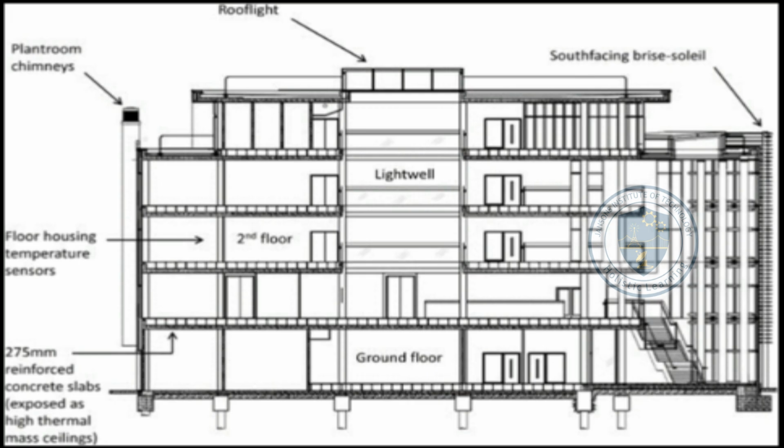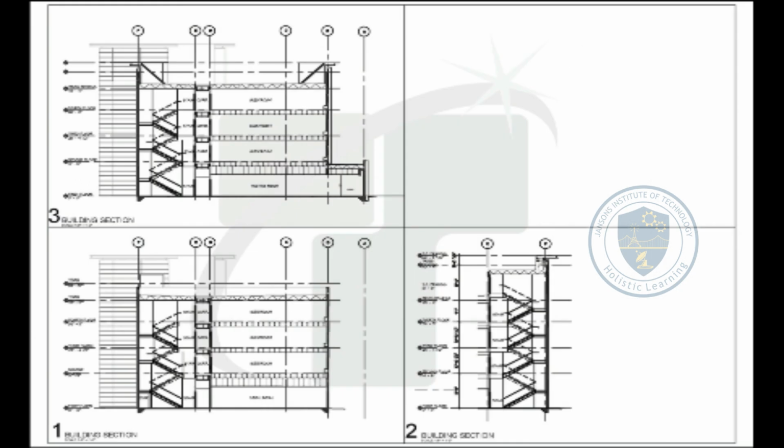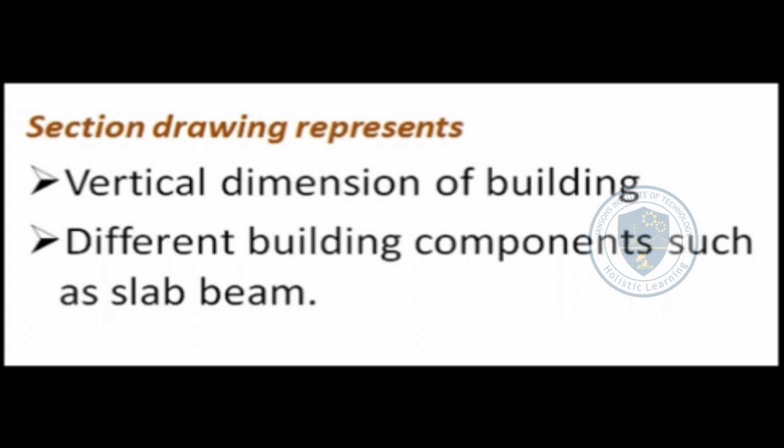Section drawings. A section drawing shows a view of a structure as though it had been sliced in half or cut along an imaginary plane. Section drawing represents the material of construction to be used, heights and measurement of the different components of buildings, type of structural components such as types of slab, etc. It also represents the drawing when the building is cut through a vertical plane.